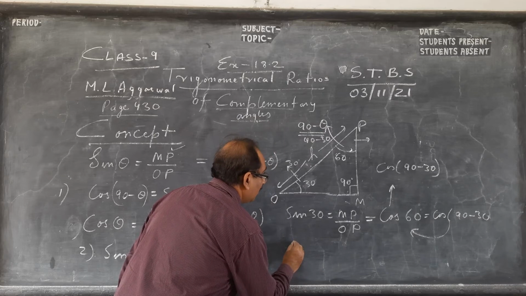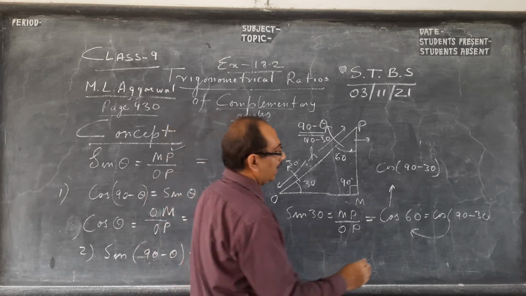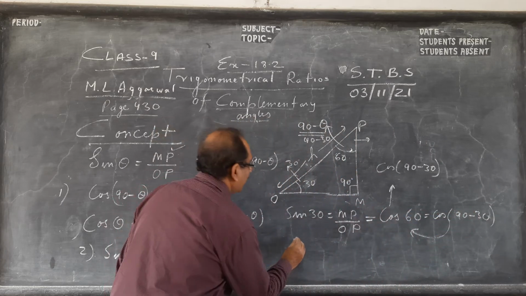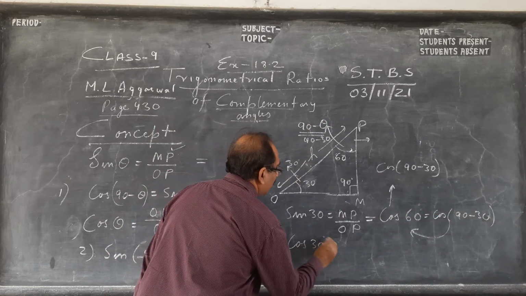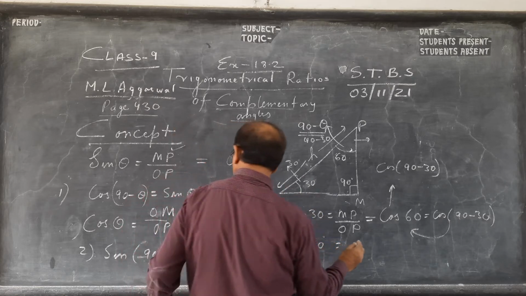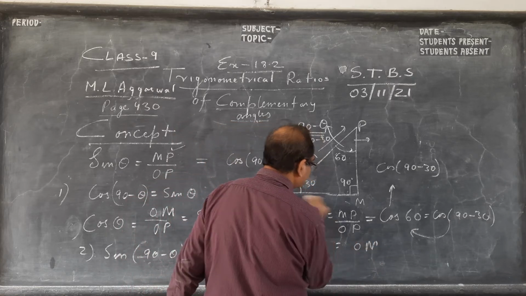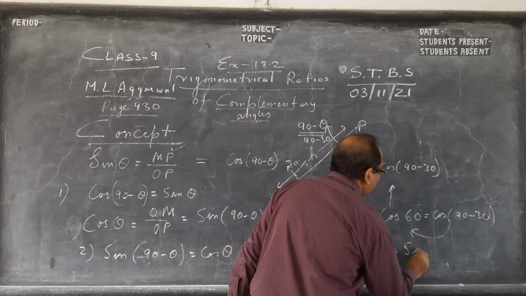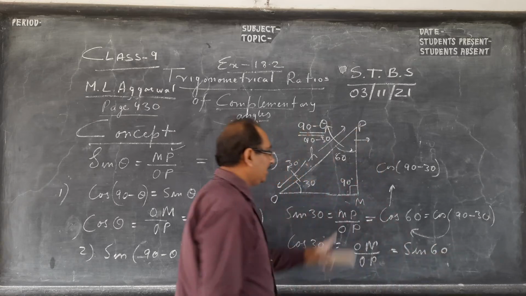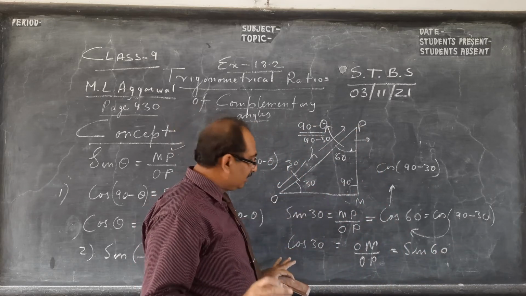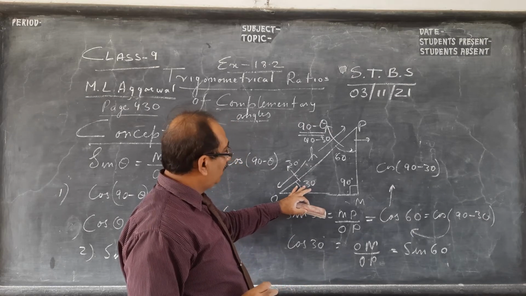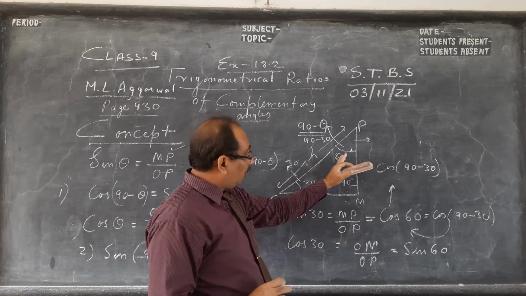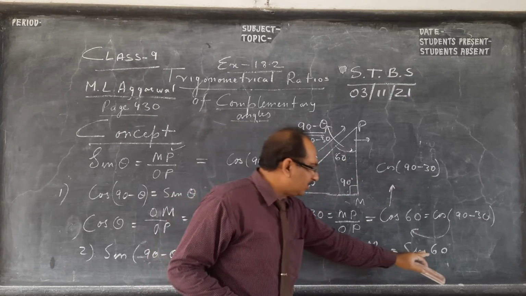Same way, sine theta is cos 90 minus theta, and cos theta, if you find cos of this, is this by this, as I have shown you, OM by OP, which is equal to sine of 60. Sine of 60 is this by this. So very interesting thing, you see, cos of any angle is sine of the complementary angle, which is the different angle. Sine for this is this by this, cos for this is this by this. So just remember this.